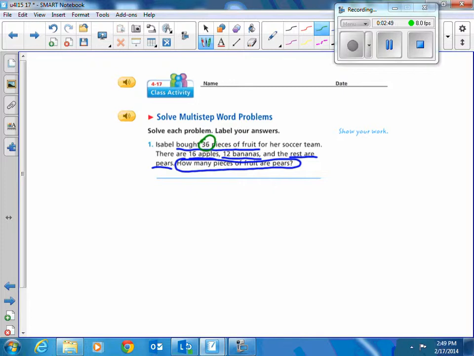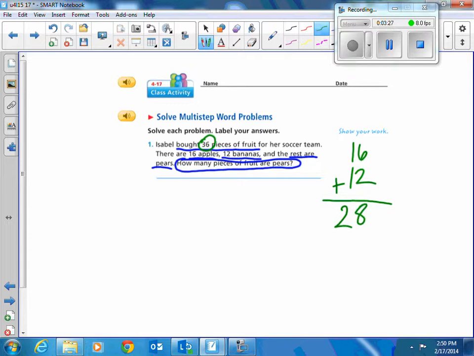Well, I wonder if I add the amount of apples and bananas, those 2 together, if that would help. That would at least help us know how many apples and bananas there are, right? Let's go ahead and add the apples and bananas first. So that's 16 plus 12, right? 16 apples, 12 bananas. Where do I start? Ones place. So 6 plus 2 is 8. 1 plus 1 is 2. So all together, there's 28 pieces of apples and bananas together.